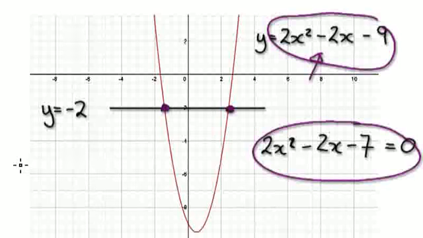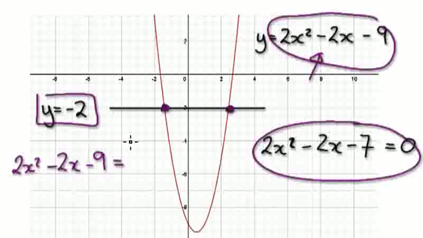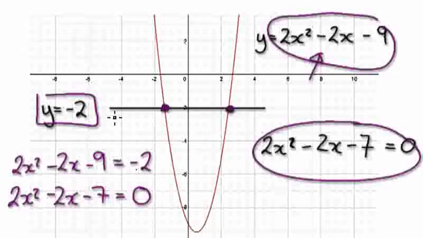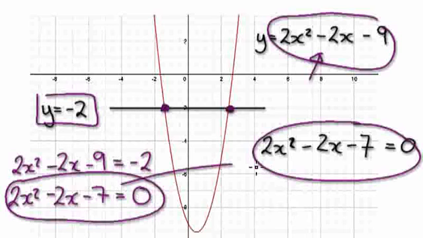Well, let's rewrite this. This would be 2x squared minus 2x minus 9, and we are using this horizontal line here, equals minus 2. Now add 2 to both sides. So this will be 2x squared minus 2x, and then negative 7, because we are adding 2 to both sides. Now on the right hand side, when we add 2, it will become 0. Now you see, by using the horizontal line at y equals negative 2, we've translated this whole thing into, can you see, this is exactly the same as this.